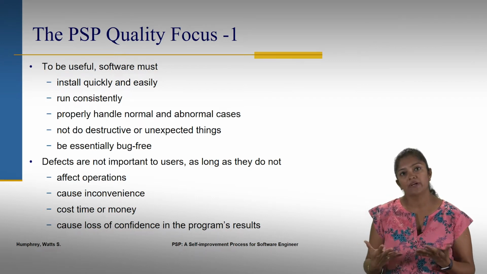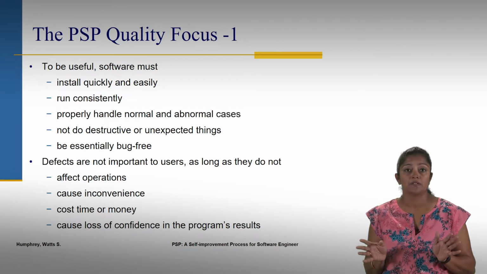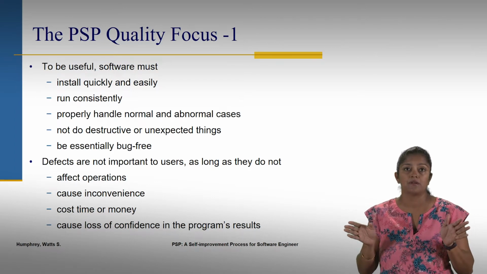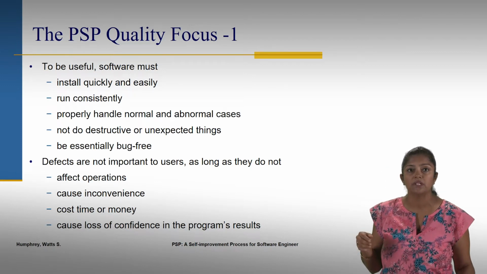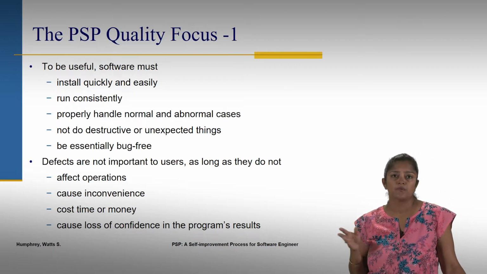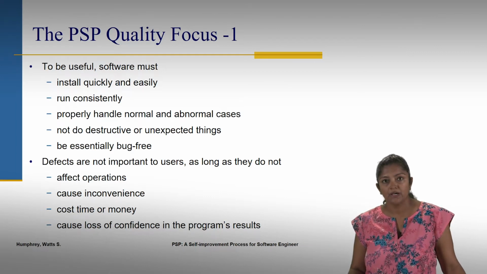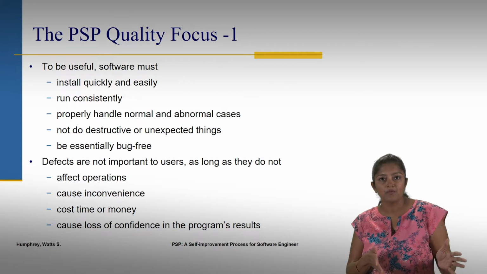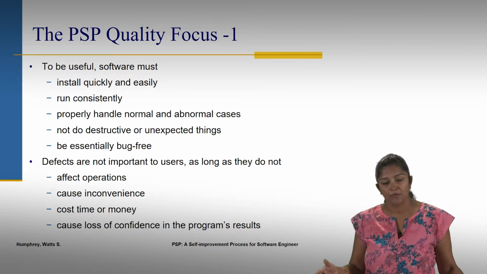Any defects that are in the software are really not important to the user as long as they're not bothering them, as long as they're not affecting any of their work or operations, and not causing inconvenience to the user in terms of both functionality as well as time or money. If the defects are found and they're bothering the users, then that's when it becomes an issue.